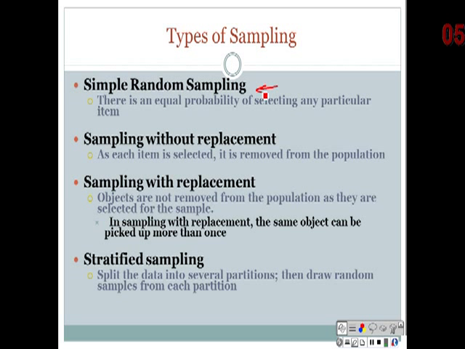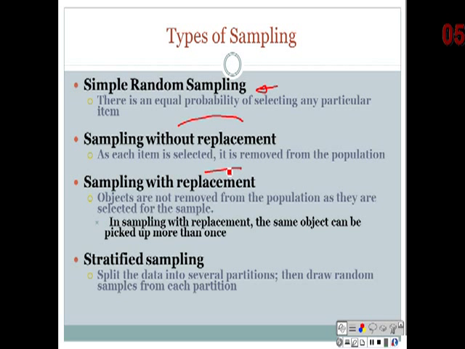Maybe you randomly select some items by applying some kind of probability, you select a particular item. Or maybe you sample the data without replacement. That means you take the data and remove it completely from your data. Some other technique is with replacement, which means you keep the data.